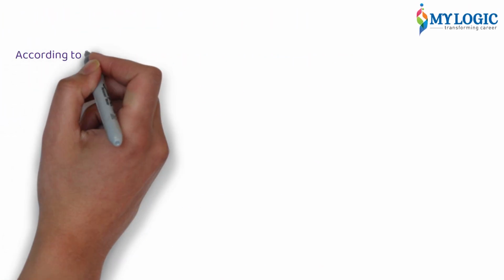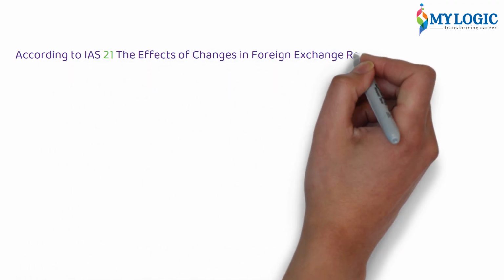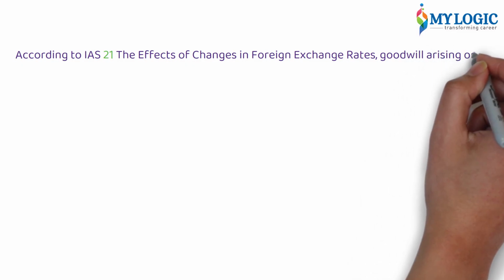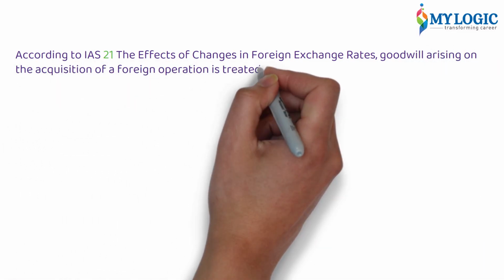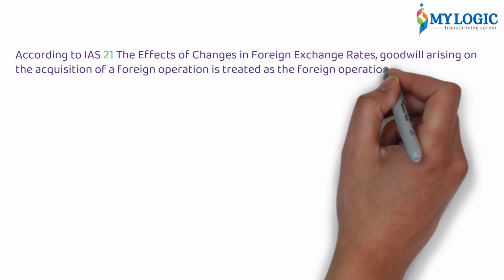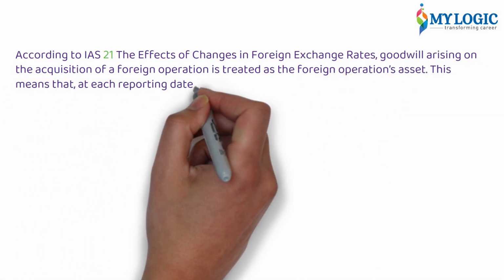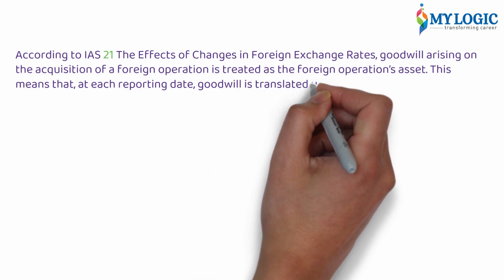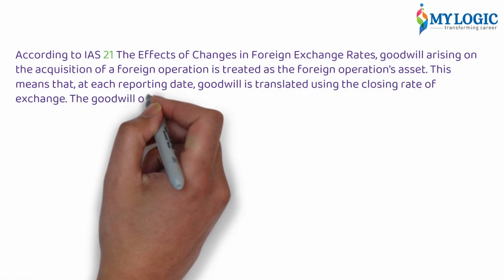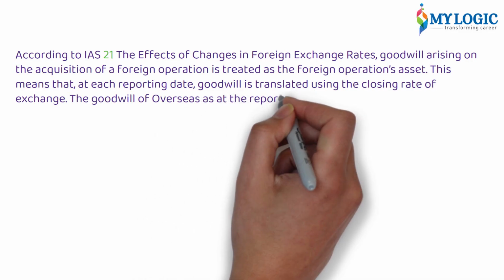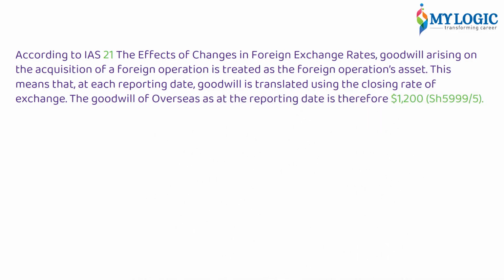According to IAS 21, on the effects of changes in foreign exchange rates, goodwill arising on the acquisition of a foreign operation is treated as the foreign operation's asset. This means that, at each reporting date, goodwill is translated using the closing rate of exchange. The goodwill of Overseas as at the reporting date is therefore $1,200, that is, 5,999 shillings divided by 5.